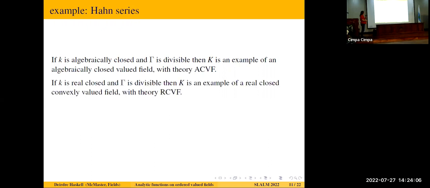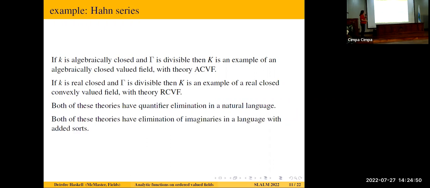If I take instead my residue field to be real closed, so it has an ordering, so that will be the ordering of the entire field, then we get an example of a real closed convexly valued field, and the theory is called RCVF. And both of these are nice theories, so to come to the point, we think of this as being the analogy to the real closed fields, where we now have a real closed value field or an algebraically closed value field, and they both have quantifier elimination. If we write down the right language, and there are various choices of language that we can use, no matter which one you choose, it's a good choice, they all work.